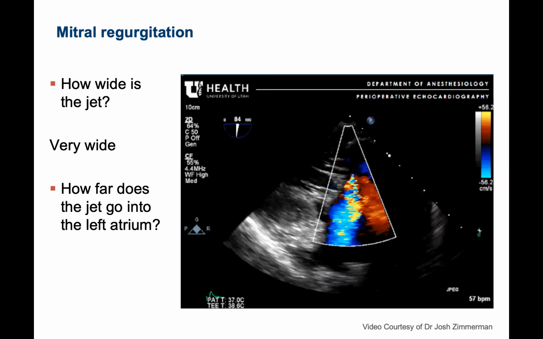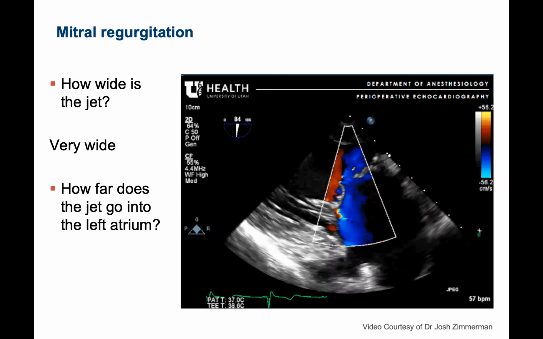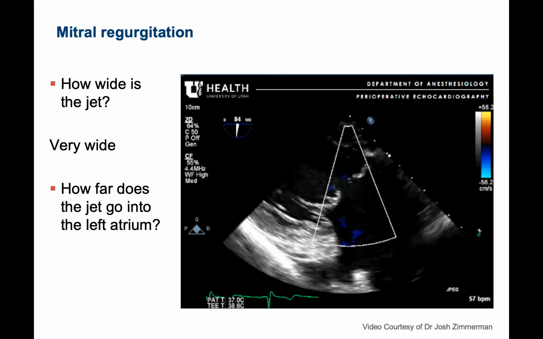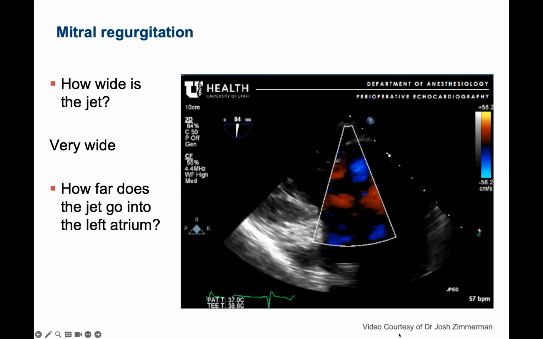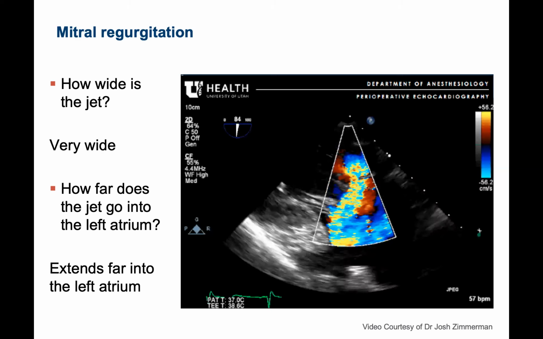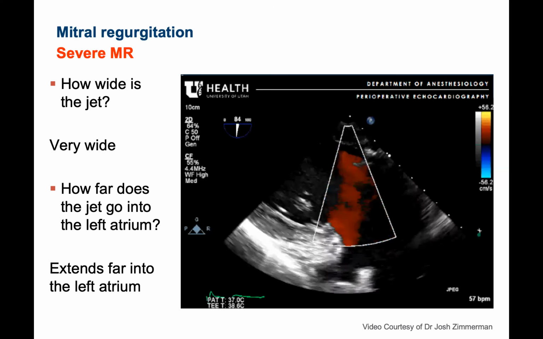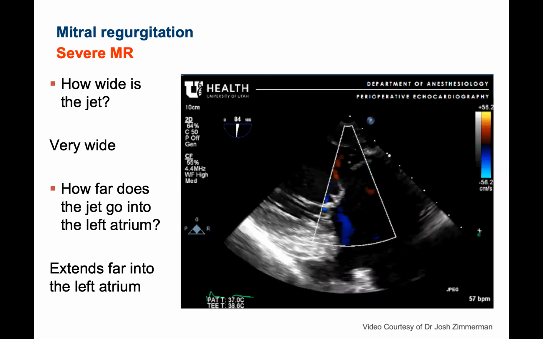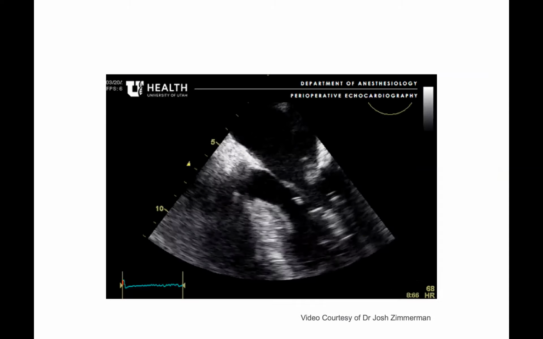It looks pretty big. It also has some turbulent flow. You can see some aliasing. It's not just that blue color, but you see the yellow and the light blue. The next question is, how far does the jet go into the left atrium? I would say it probably goes outside of where this box is even measuring, and it extends pretty far into the left atrium. So this is an example of severe mitral regurgitation, and this, of course, could be contributing to your patient's decompensation.